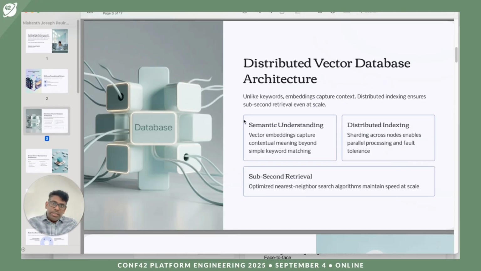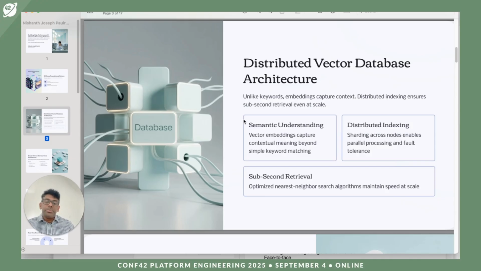Let's talk about the role of the distributed vector database and its architecture. Unlike keywords, embeddings capture the context. Distributing indexes ensures sub-second retrieval at scale. So we are not only concerned about navigating through the complex ecosystem of researchers, we also want it to happen efficiently.